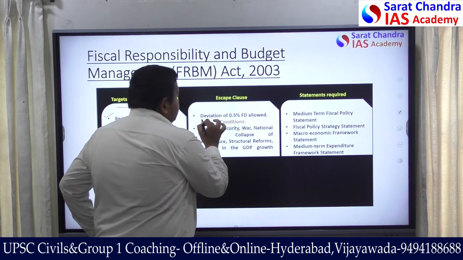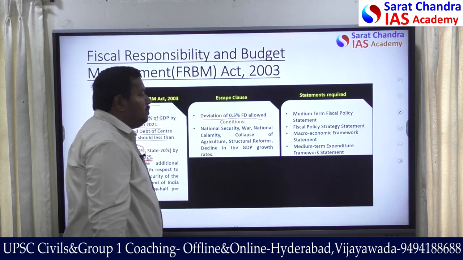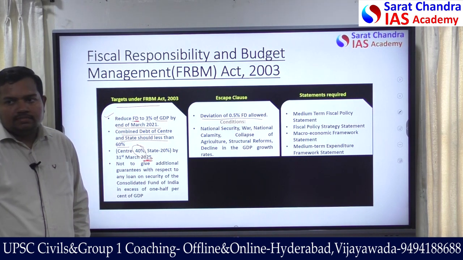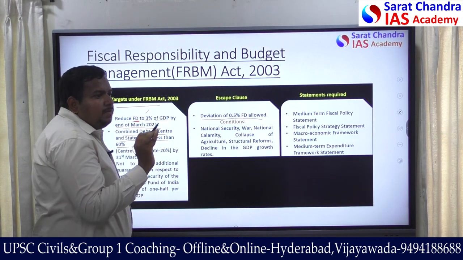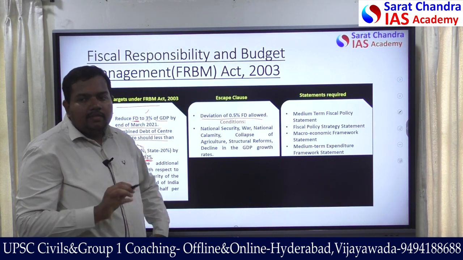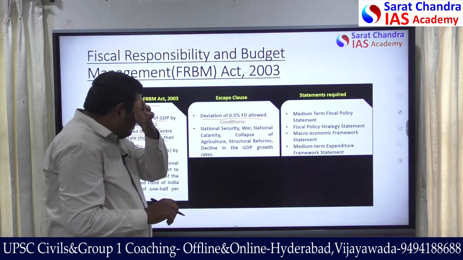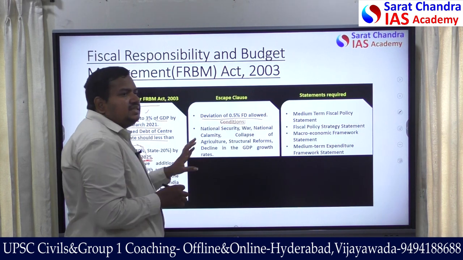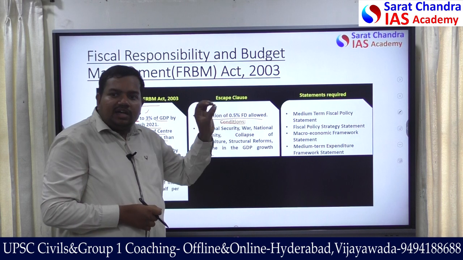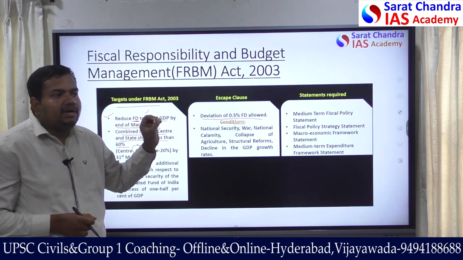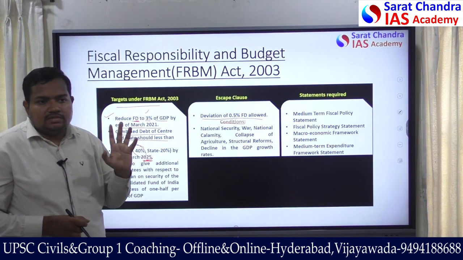So escape clause, a deviation of 0.5% is allowed. That means from whatever the target we have fixed, 0.5% deviation is allowed. But there are some conditions applied. What are those conditions? These conditions are very important. On this, a prelims question can be asked. What are the conditions under which there can be deviation from the fiscal deficit?